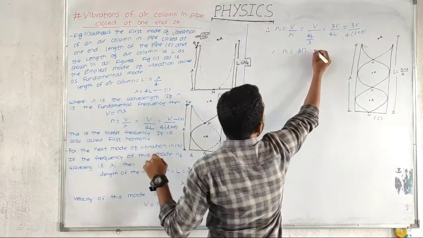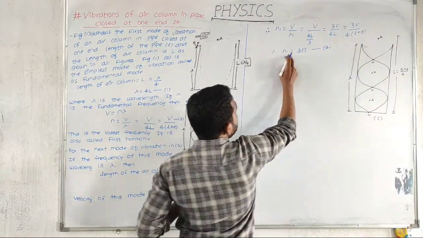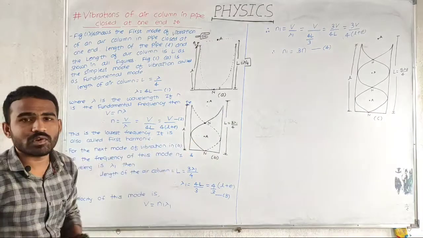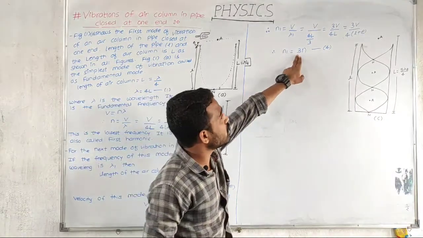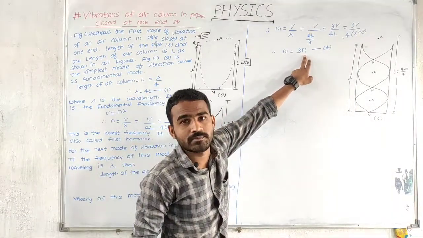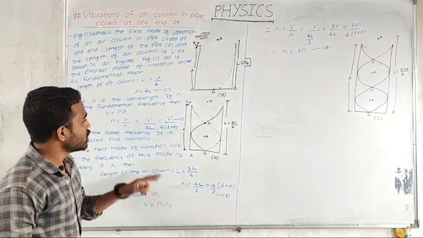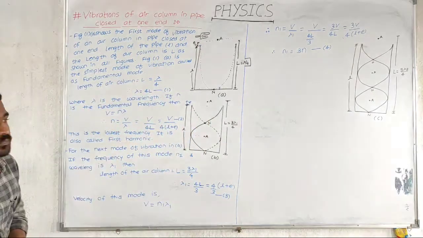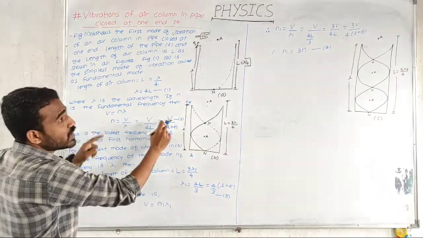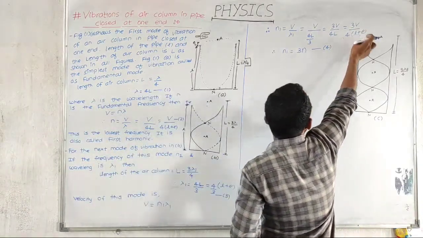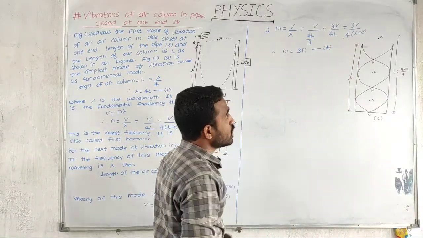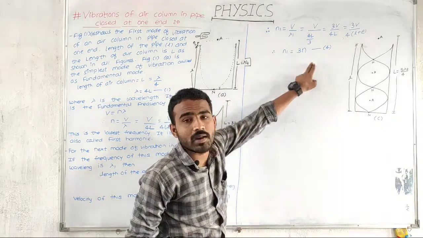Let us consider this is equation number 4. So this is the frequency of this mode of vibration. Here you can see this is the frequency of the third harmonic, and this is the frequency of the first harmonic. Here this value is N, so N1 is equal to 3N. So this is the frequency of the third harmonic.